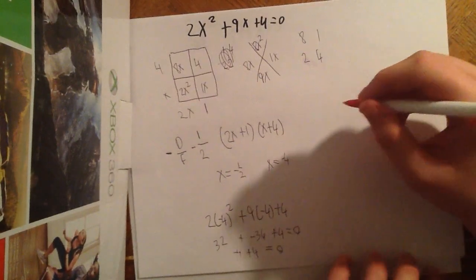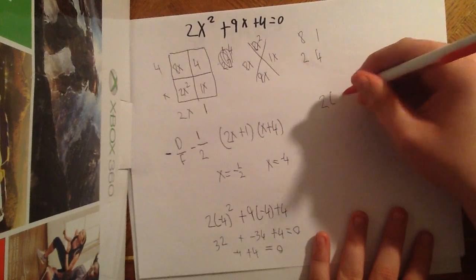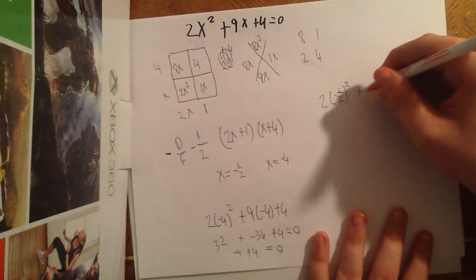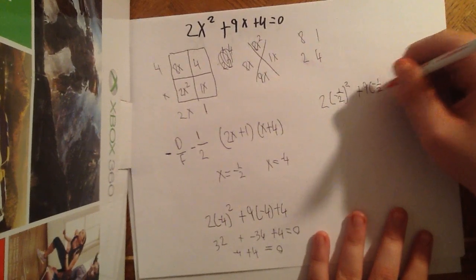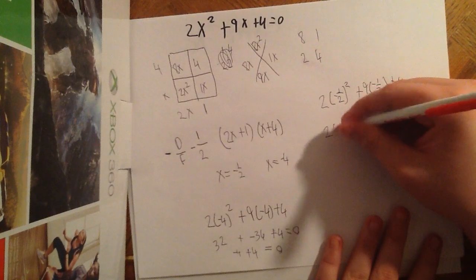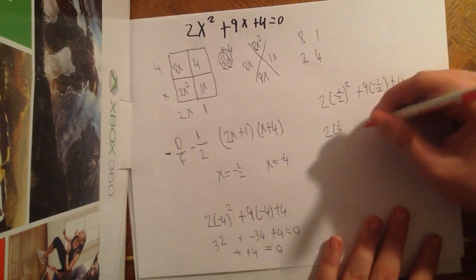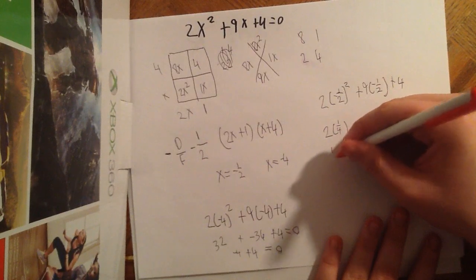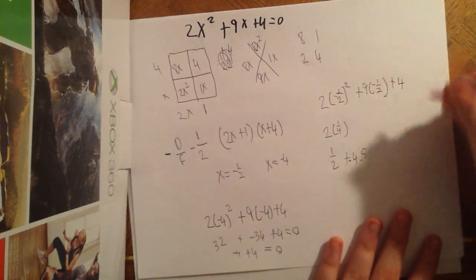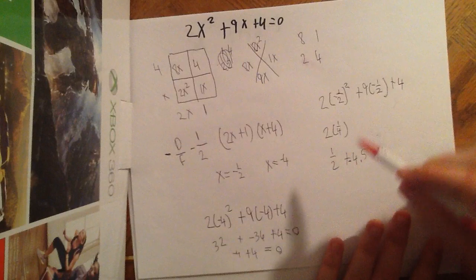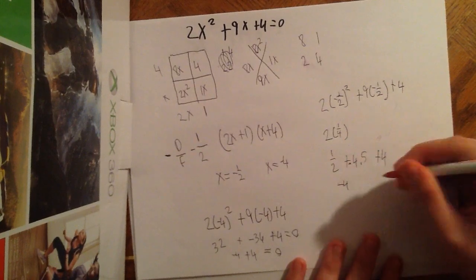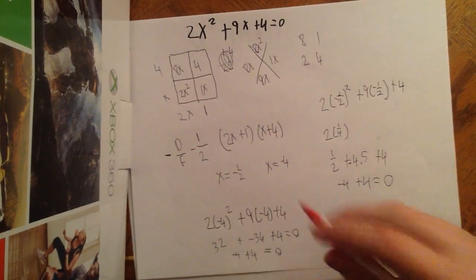So let's do the same thing with the negative 1/2 this time. So we go 2 times negative 1/2 squared plus 9 times negative 1/2 plus 4. And it's the same concept with squaring fractions. I think we all know that. So 2 times 1/4, just the same thing as 1/2, plus negative 4.5, plus 4 will equal, well, let's think. So 1/2 plus negative 4.5 equals negative 4, plus 4 does in fact equal 0. So we know both of these solutions work.